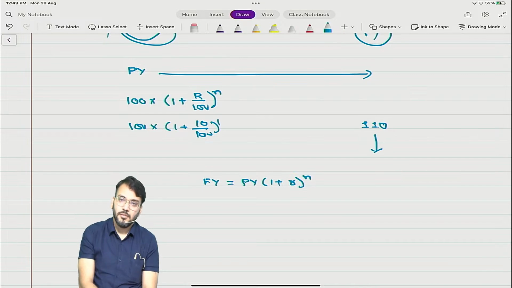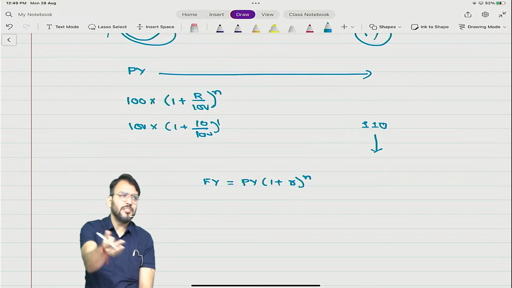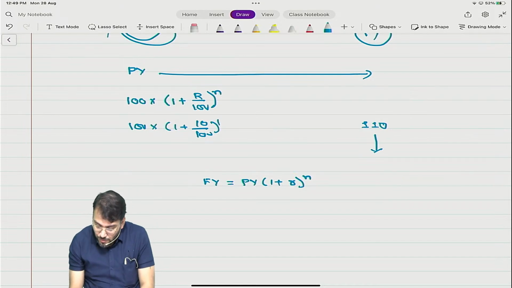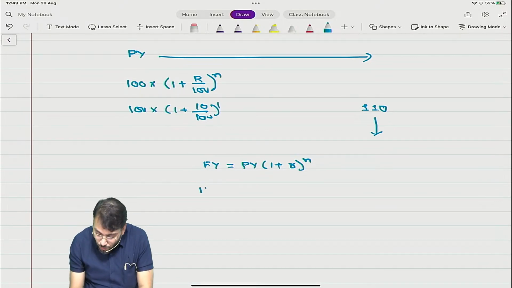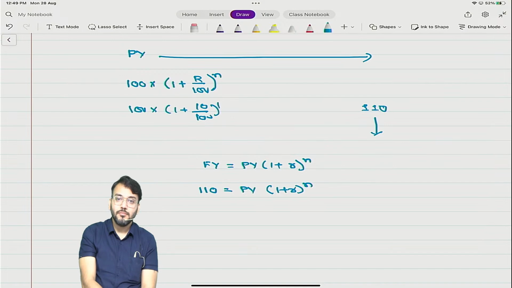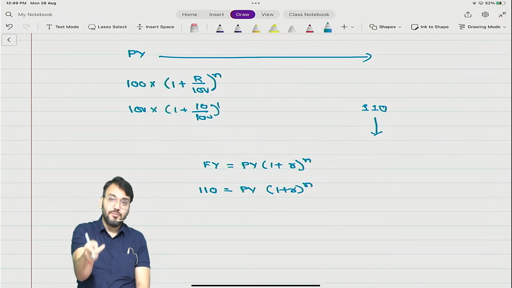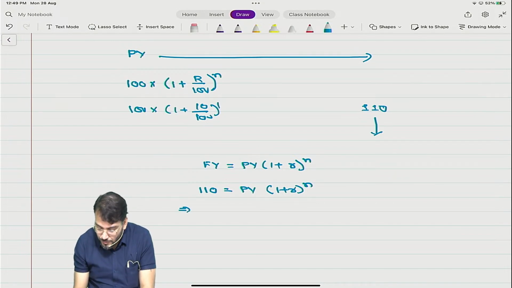Because it is understood, percentage will be r by 100 only. Rate is always in percentage terms. Now, this was the formula. Now we know the future value, 110, but we don't know the present value. So we'll apply this only. From future value we are calculating the present value. The formula remains same. So what will we do?